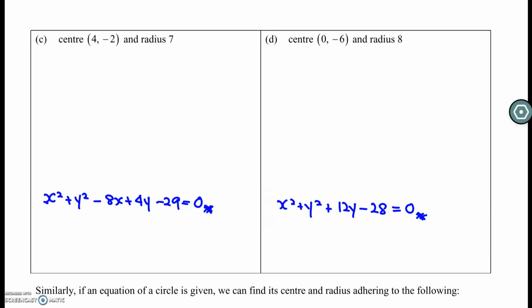In the previous video, we have learned how to find the equation of the circle, both the standard form and the general form, given the center and the radius of the circle. In this video, we will learn how to find the center and the radius of the circle given the equation.